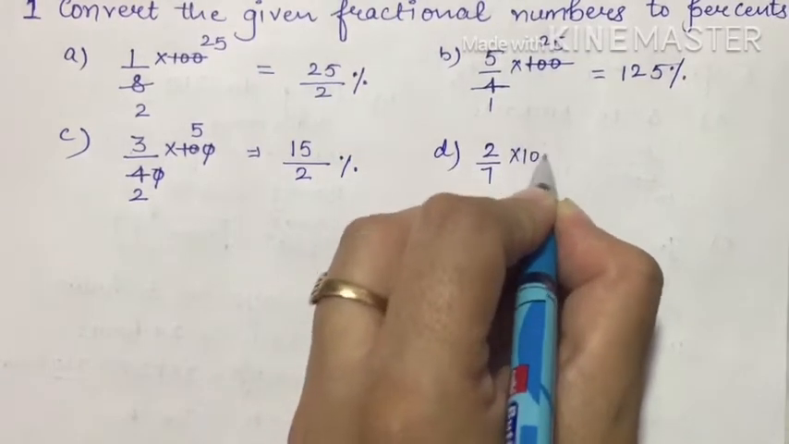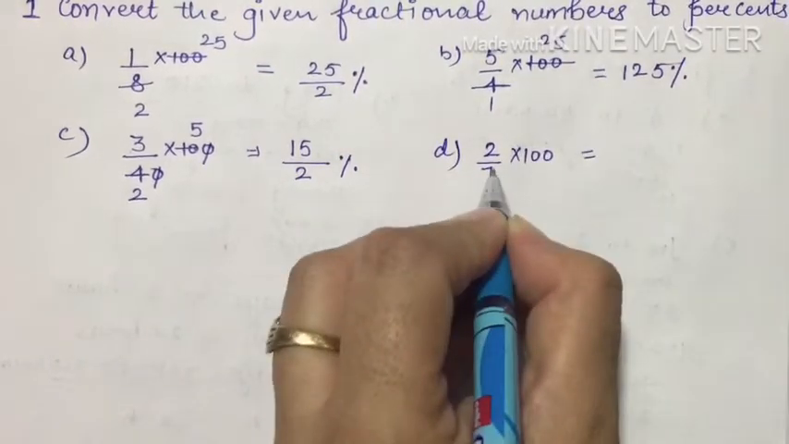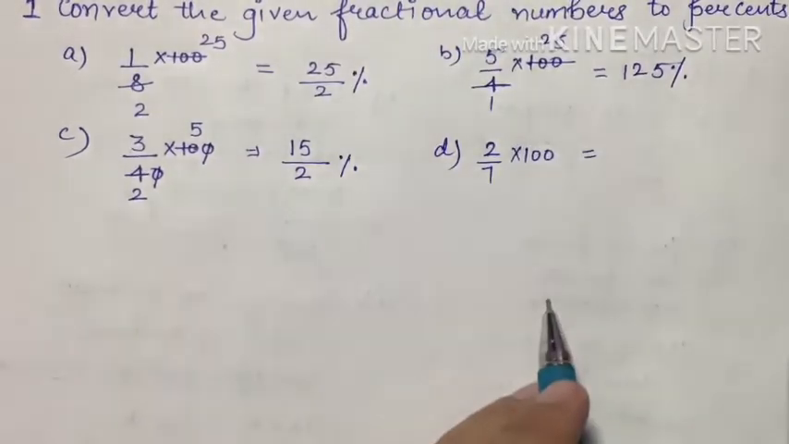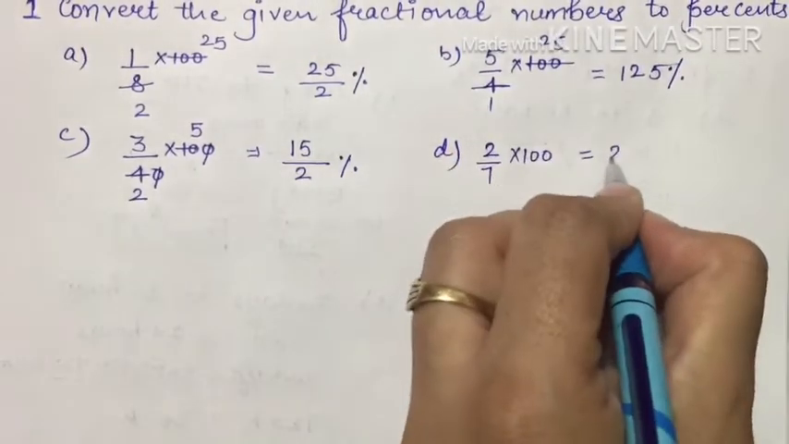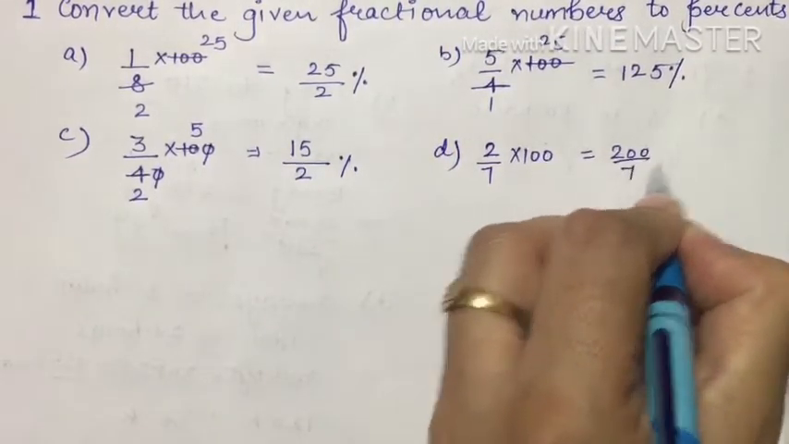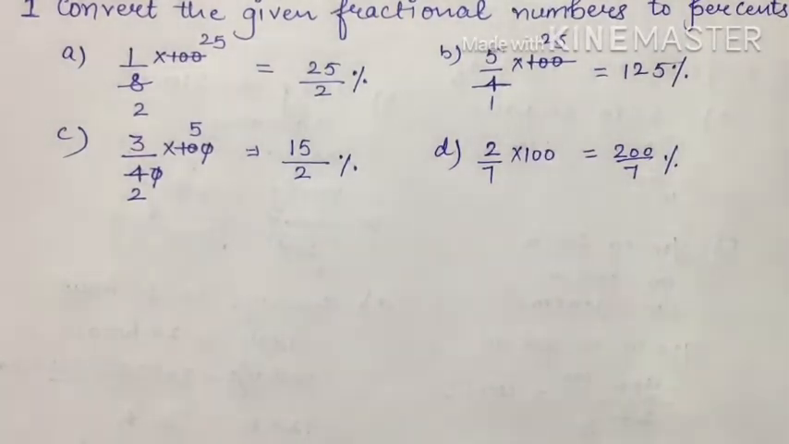Same procedure, we will multiply by 100. Multiply, nothing can be cut by the single table. So what can we do? We can multiply, 200 divided by 7 and it will be your percentage.